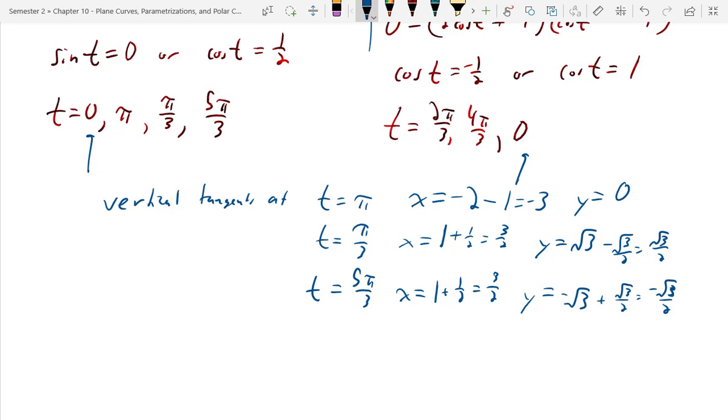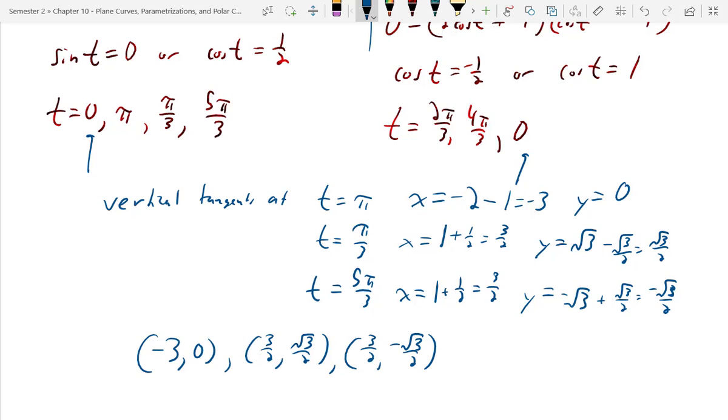And then I would just take all this and put the ordered pairs together. So negative 3, 0; 3/2, root 3 over 2; and 3/2, negative root 3 over 2. And that was only vertical tangents.